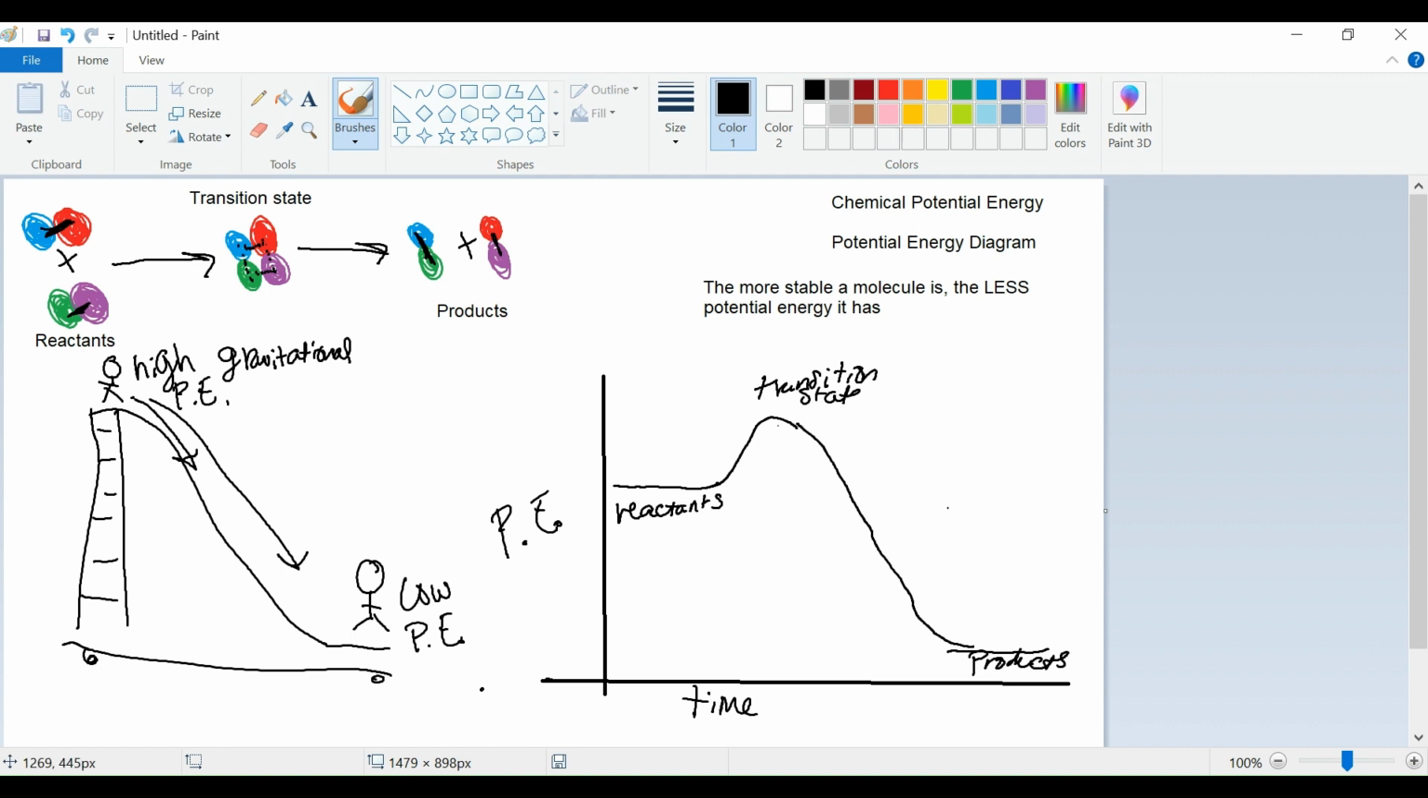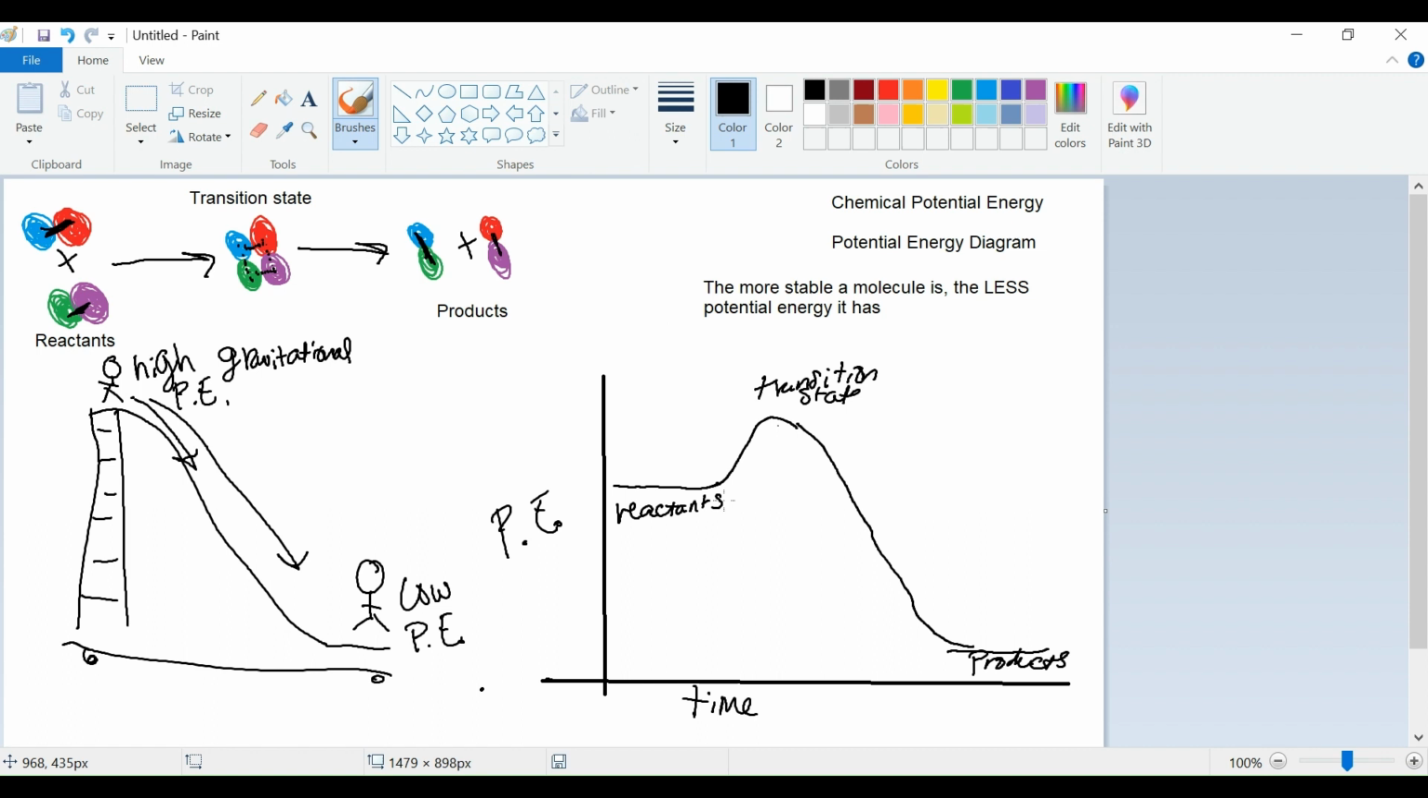What I have here is called a potential energy diagram. And whatever is on the left of my potential energy diagram is always going to be my reactants because I'm looking at time as my horizontal axis. So reactants are always going to be on the left and products are always going to be on the right. And it's always going to take some amount of energy to get up to my transition state because I always have to break the bonds of my reaction first, and breaking bonds takes energy.